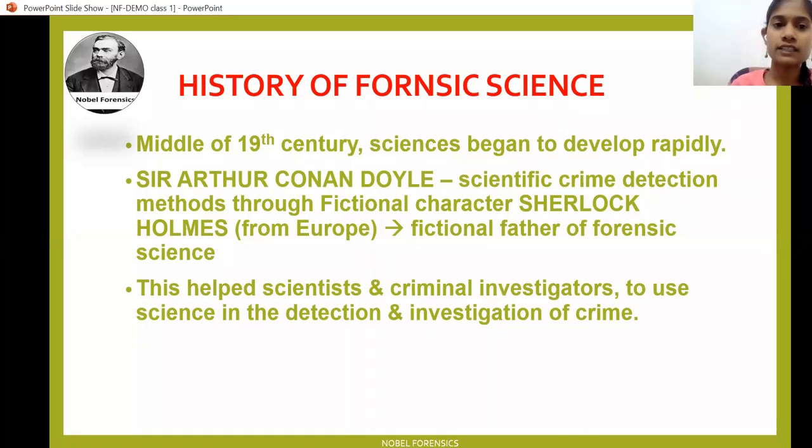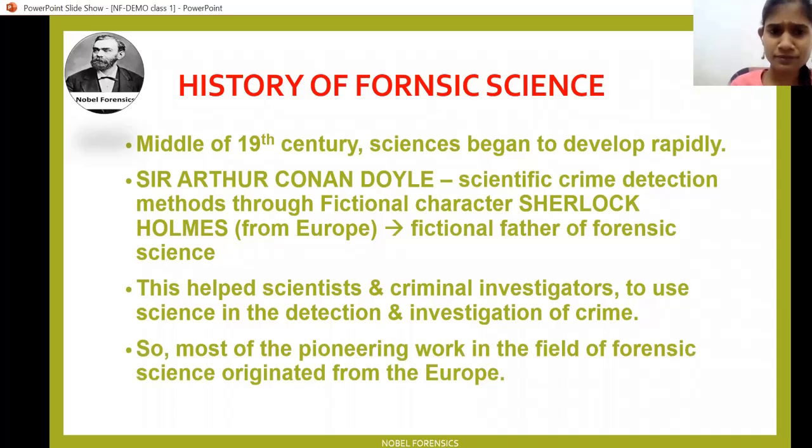Here the important person is Sir Arthur Conan Doyle. As I said, he is the fictional story writer. He was named the fictional father of forensic science, and he belongs to the continent of Europe. So most of the pioneering work in the field of forensic science originated from Europe, because Sir Arthur Conan Doyle belonged to Europe.